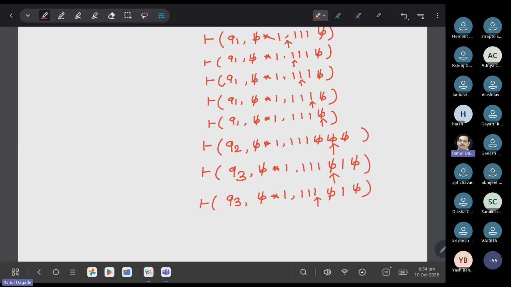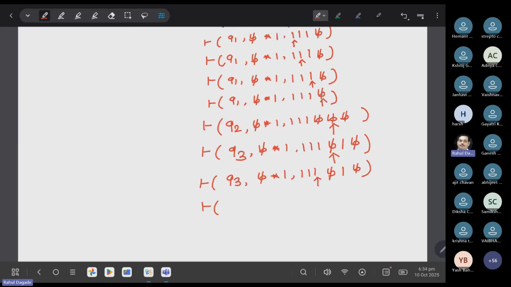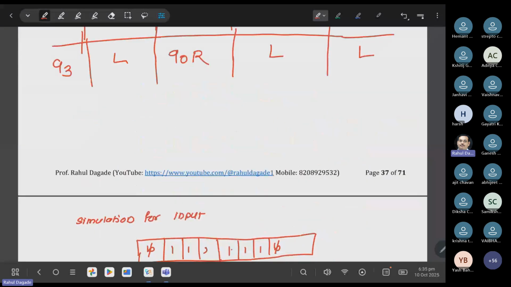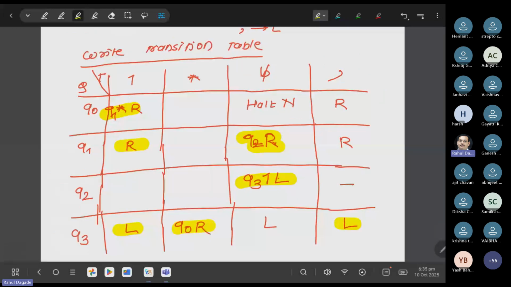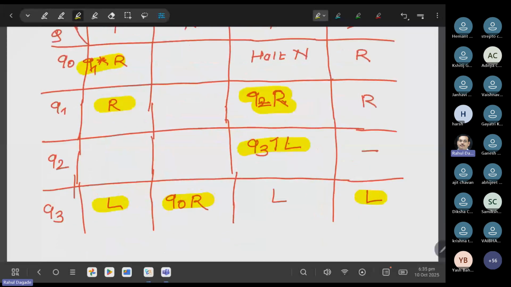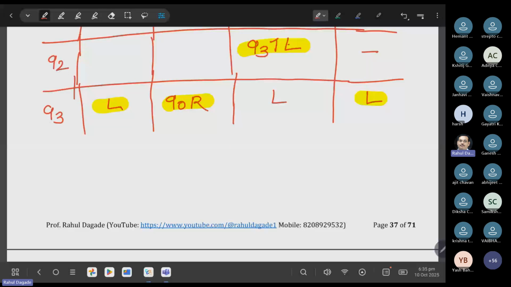Now Q3 state for the inputs: for input 1 it is moving to the left, for comma it is moving to the left, and for star it goes to the Q0 state and moves to the right. So we remain in Q3 state till the pointer comes to the star: star 1 1 1 1 blank 1 blank.